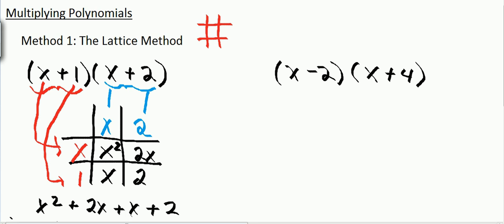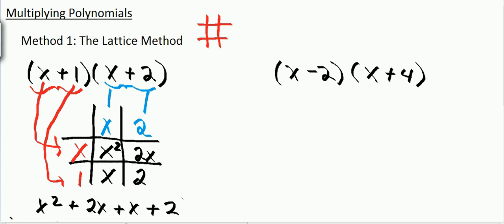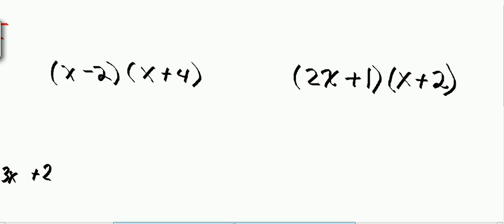And I can simplify that by combining my two inside terms, and I get x squared plus 3x plus 2. So I've multiplied my two polynomials. Let's try that again.